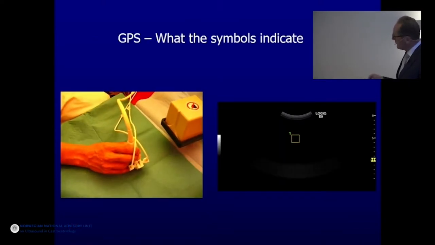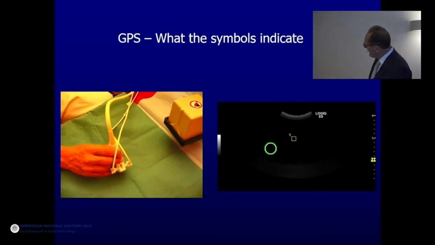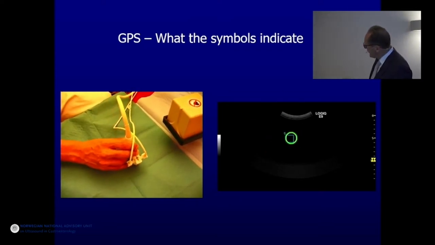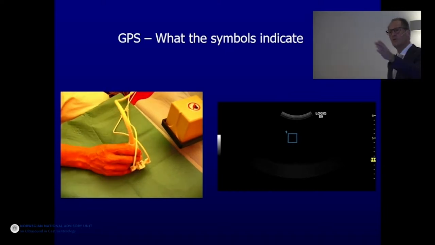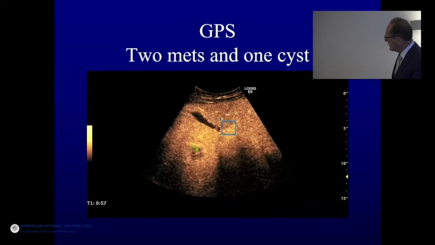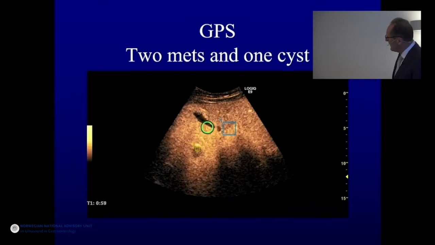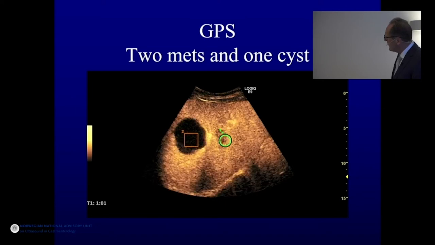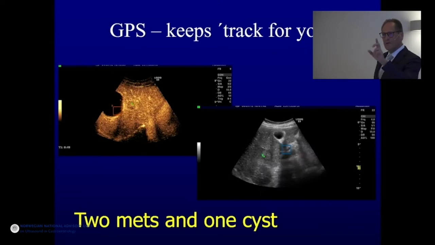The way it works is that the further you get away from your point, the point will become a square. So you know if you are on the right track or not. Here we have a case with two metastases, and you put a number on each of these. You can see this is number one, and there is a cyst, and then here comes number two. So it helps you keep track of your metastases. Important if you are going to ablate them.